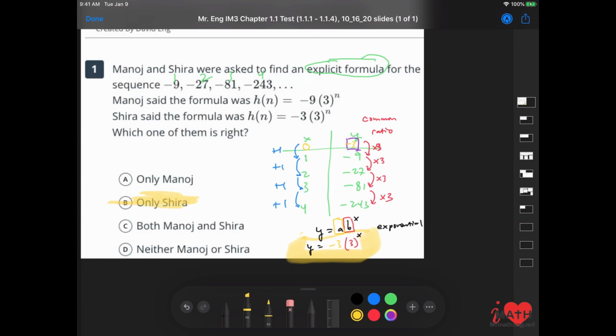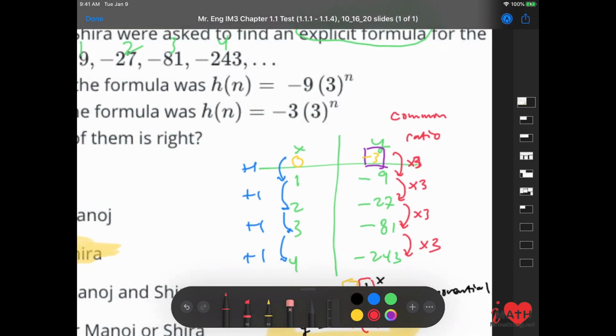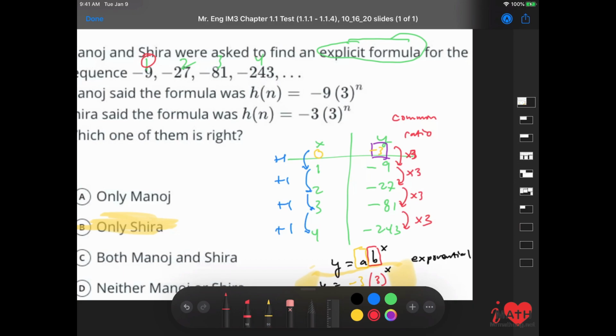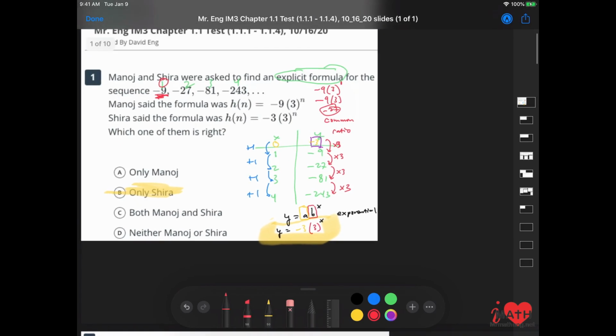Now, how do you check that this actually works? This is important because you want to know if your answer is correct or not. Just plug in values. So Mano's, if you pick n equals 1, right? Negative 9 times 3 to the first power, and I expect the answer to be negative 9. Well, negative 9 times 3 to the first power is just 3, which means it is negative 27. Negative 27 is not negative 9, so Mano's does not work.